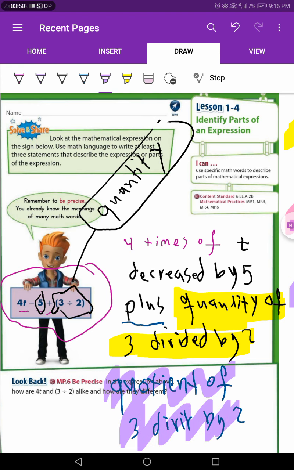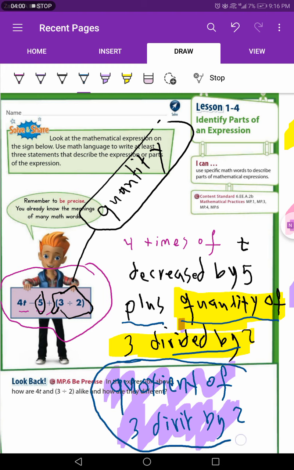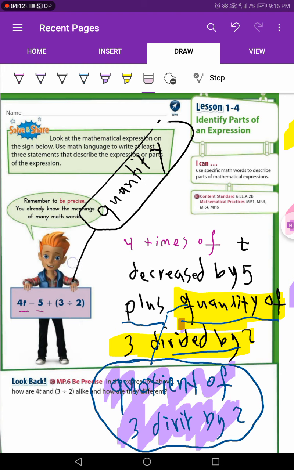So I can change this and put this, the same answer. This one is correct and this one is correct. Today, my boys, we will learn some concepts. They are very important.